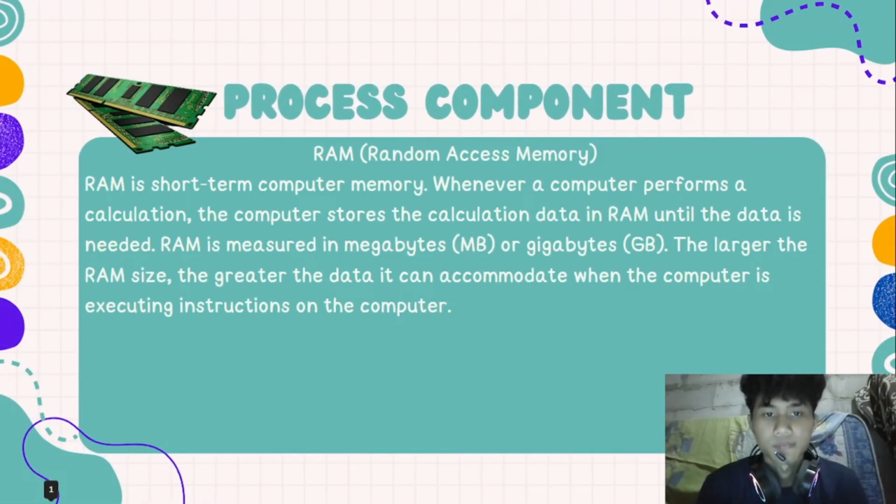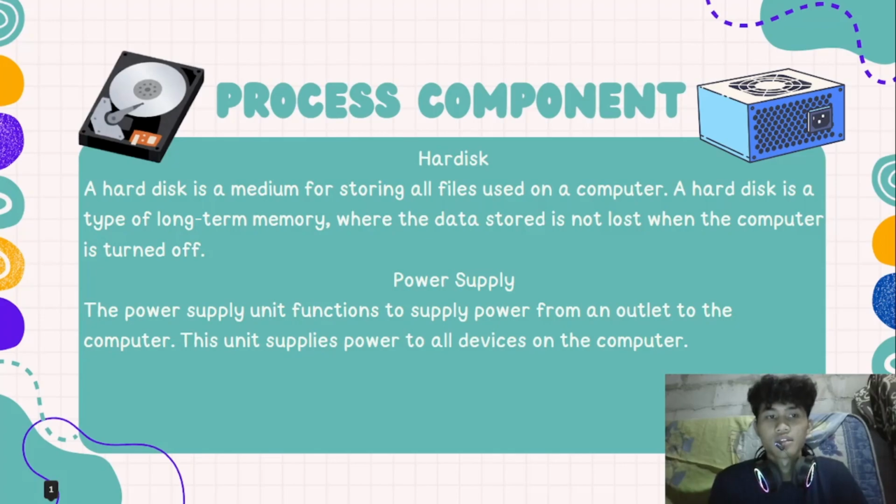And there is random access memory or RAM. RAM is short-term computer memory. Whenever a computer performs a calculation, the computer stores the calculation data in RAM until the data is needed. RAM is measured in megabytes or MB or gigabytes or GB. The larger the RAM size, the greater the data it can accommodate when the computer is executing instructions on the computer.